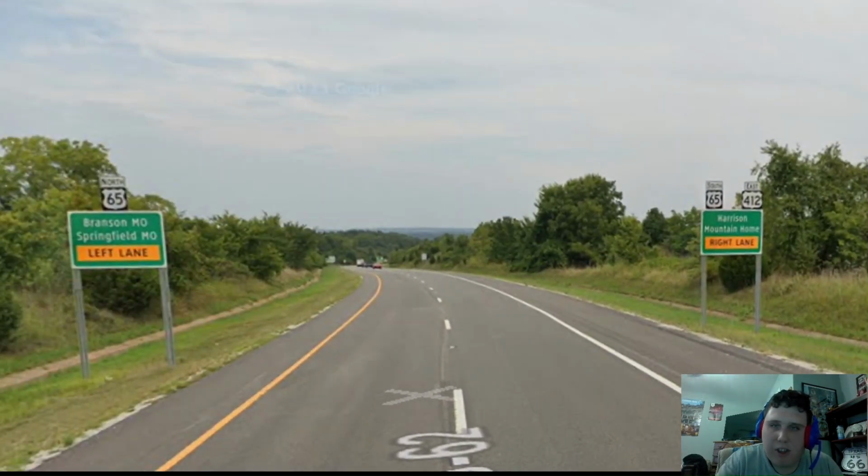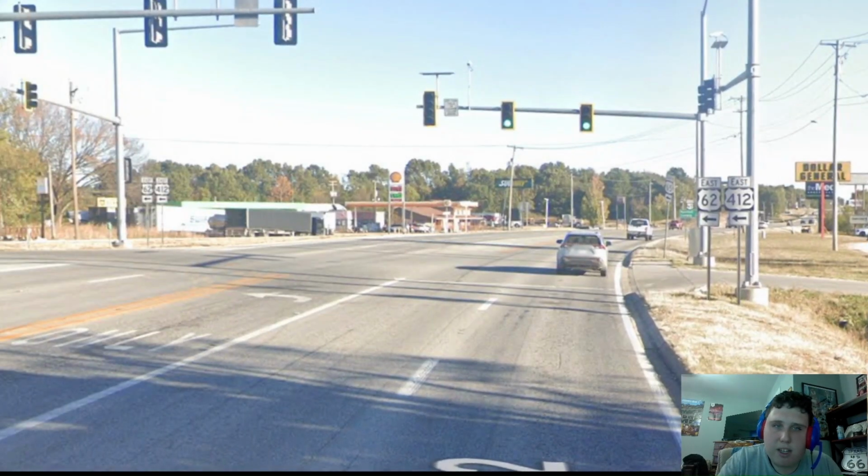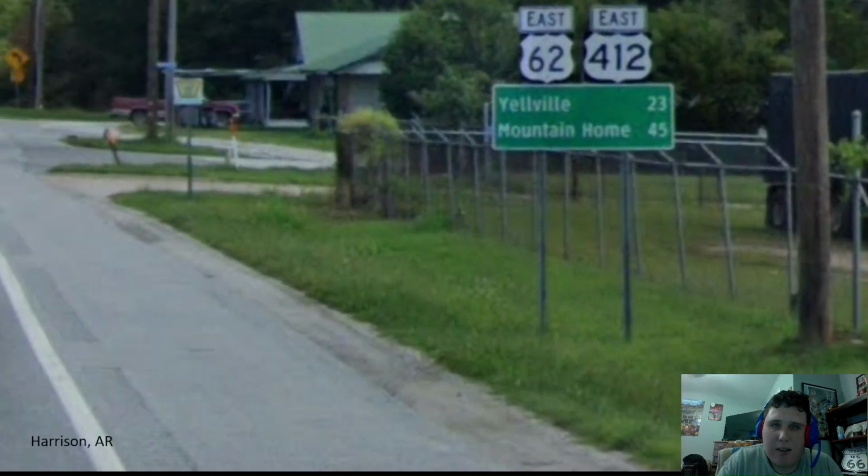And here we are joining US Highway 65, and 65 and 412 and 62 are going to be concurrent with each other as we head through the town of Harrison. Here is 62 and 412 splitting off from 65 here in Harrison. And we have another mileage sign after we leave Harrison. Mountain Home is on the bottom line at 45 miles away.